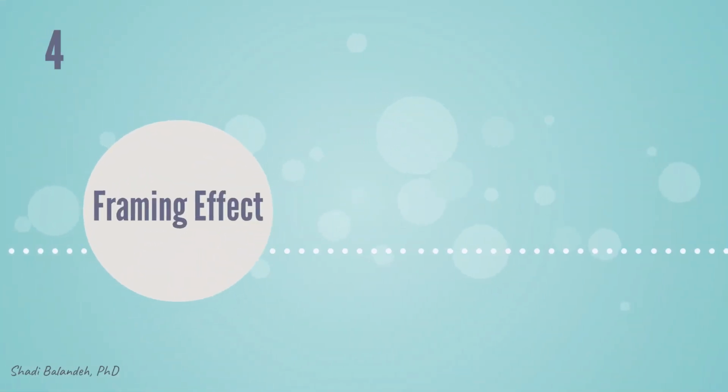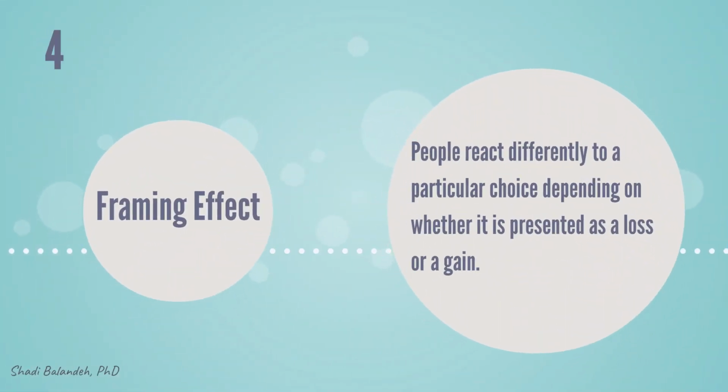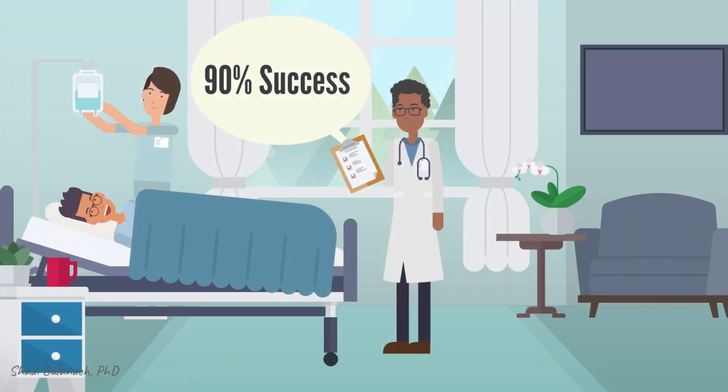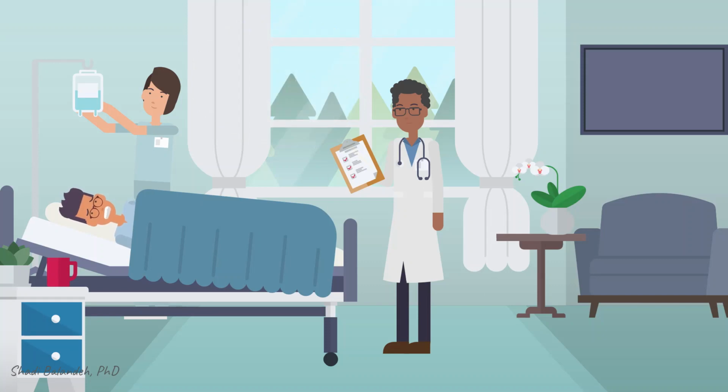Framing effect is a cognitive bias when people react differently to a particular choice or decision depending on whether it is presented as a loss or a gain. For example, if a doctor tells a patient that a surgery has a 90% success rate, the patient might be more inclined to agree to the surgery than if the doctor says the surgery has a 10% failure rate. This effect demonstrates how the way information is presented can influence and potentially distort rational decision-making.